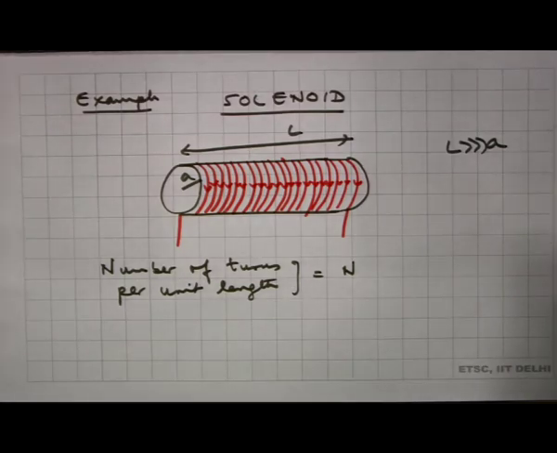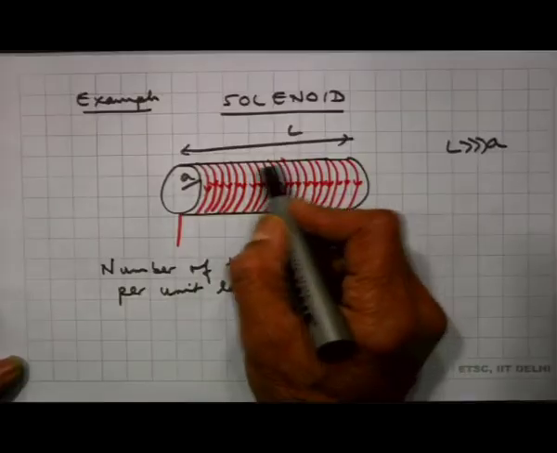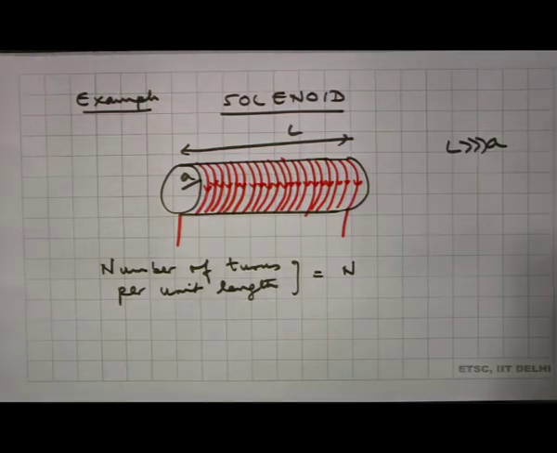So, the length of the solenoid is very large compared to the dimension of the solenoid. If I have a solenoid, I will be looking somewhere near the center. So effectively, the end effects just disappear.